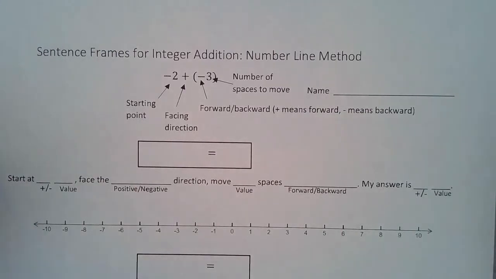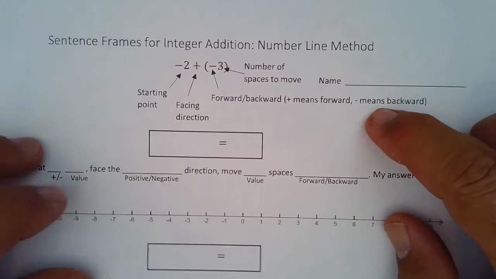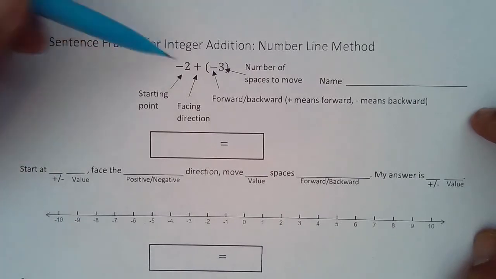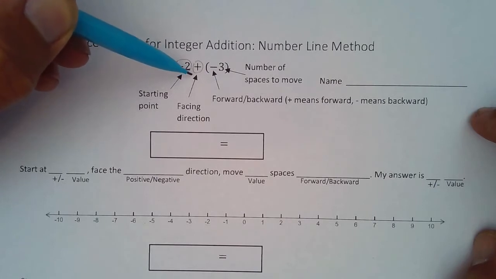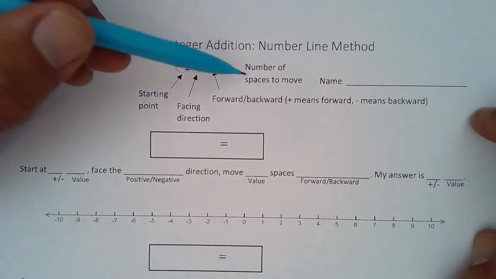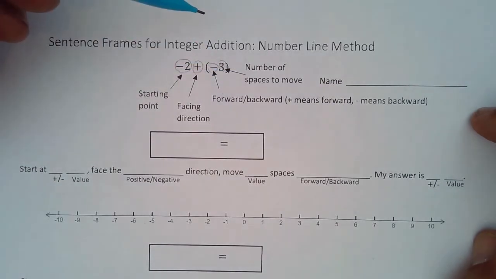Hi, you're going to learn about adding integers on a number line. And I'm going to use this sentence frame to help out. All the details are here. This first number is your starting point. This operation tells you the direction you have to face. This sign tells you to go forward or backward. And this number tells you how many spaces to move forward or backward.